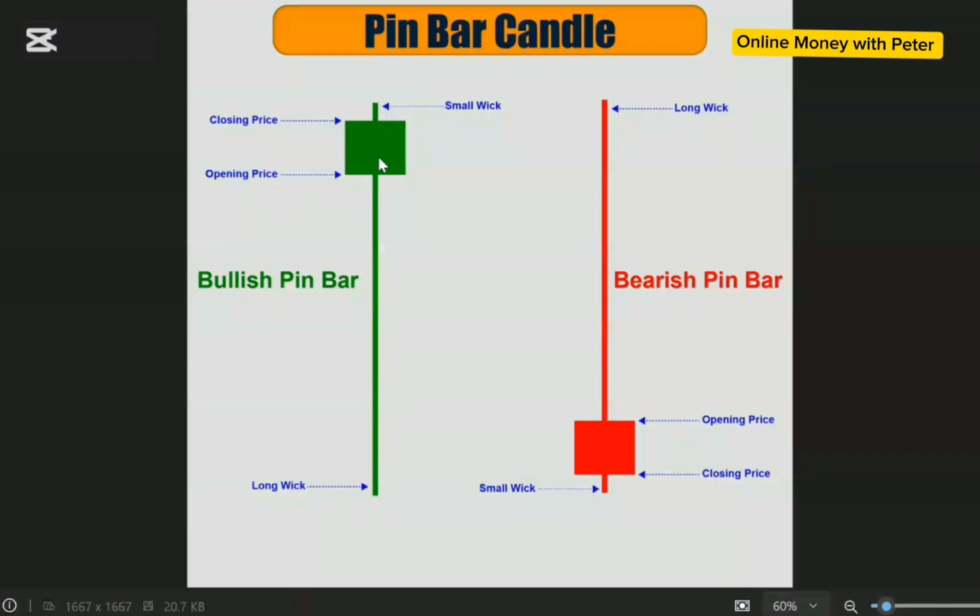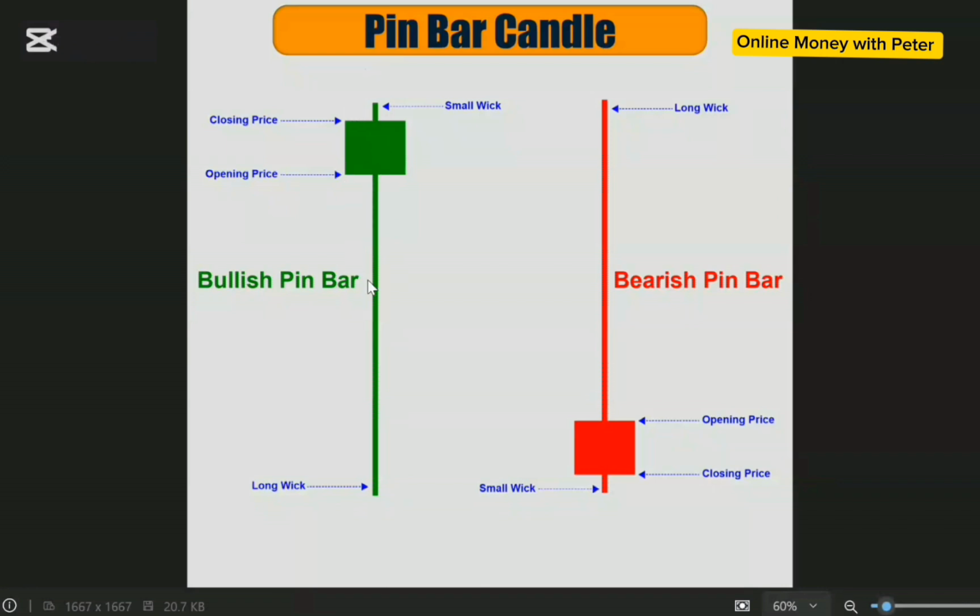Now, assuming this is a daily candlestick, at the end of the day the opening price and the closing price are either the same, or there's just a little difference between the opening and the closing price.